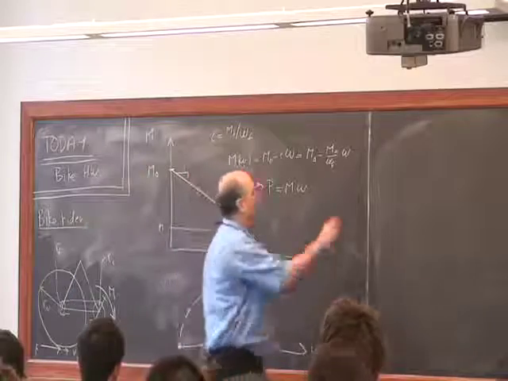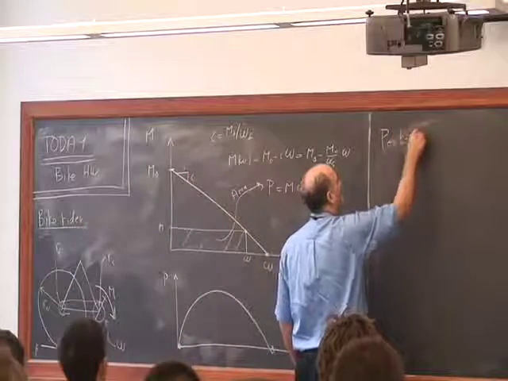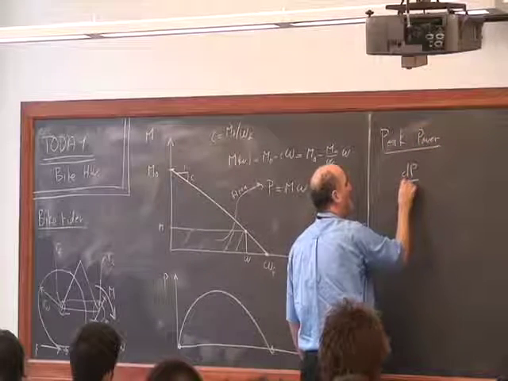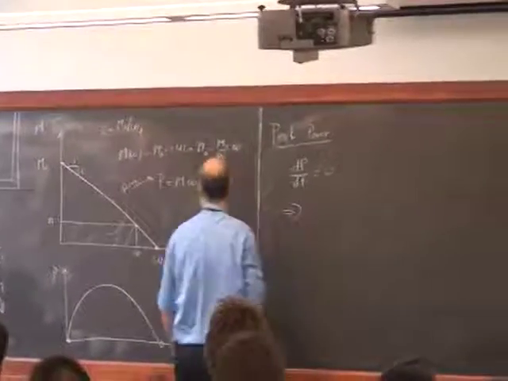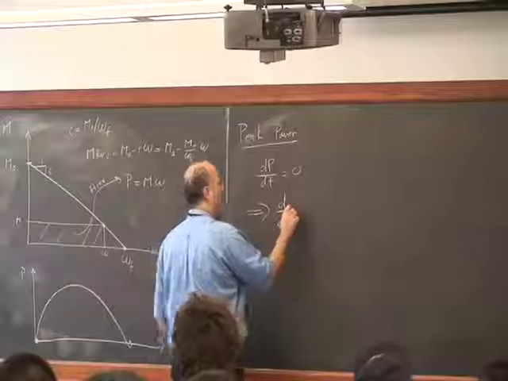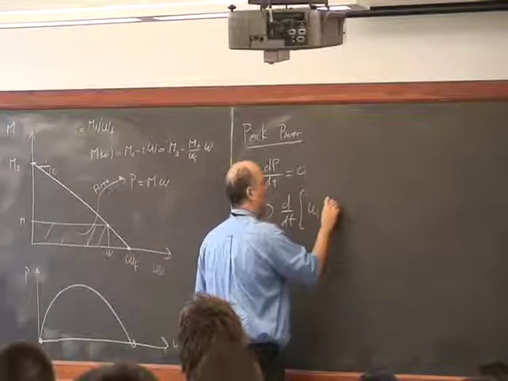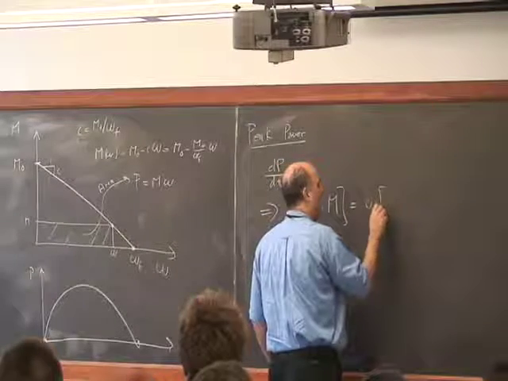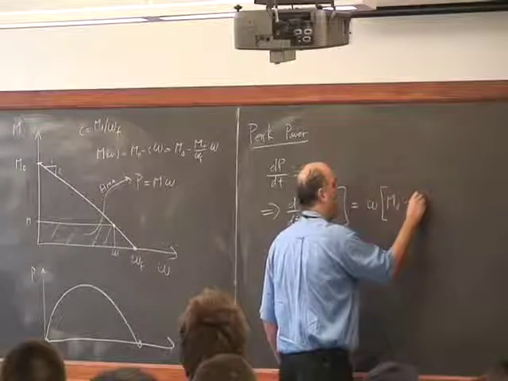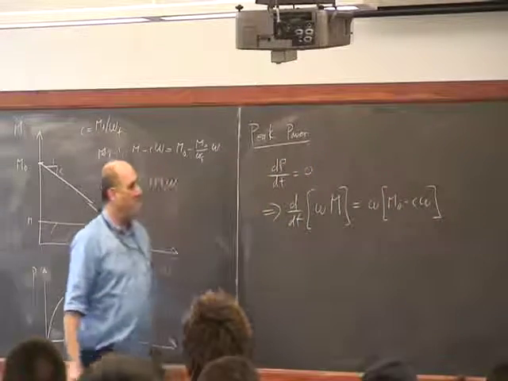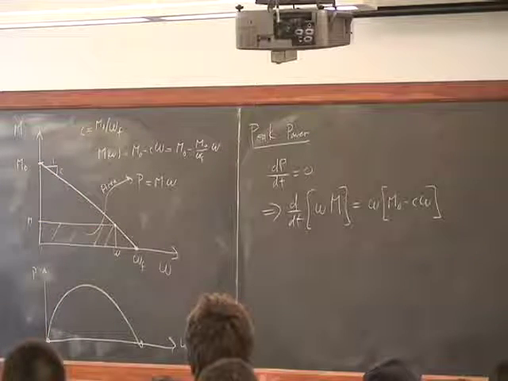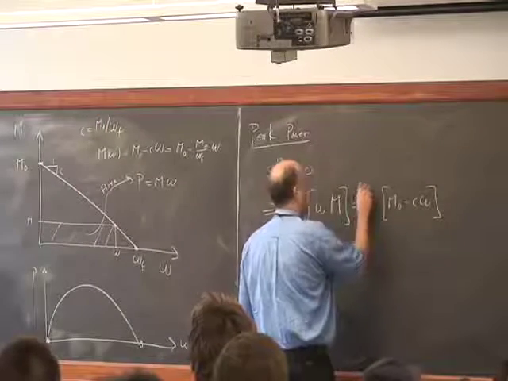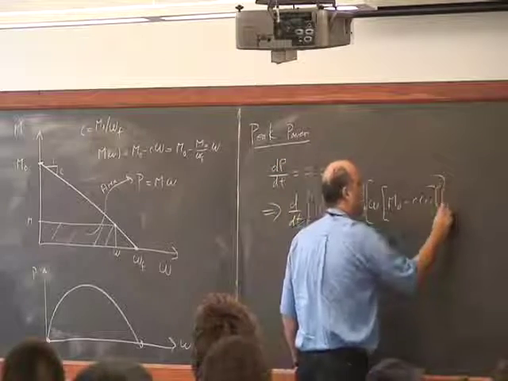But to check that, let's find the peak power. We want to look at dP/dt and set that equal to 0. What does that mean? We're going to take d by dt of the power. What's the power? It's omega times the moment, or omega times the torque, which is M0 minus c times omega. That's the assumption for how the torque that you can apply depends on the speed that you're applying it. So we're going to set d by dt of this thing equal to 0.